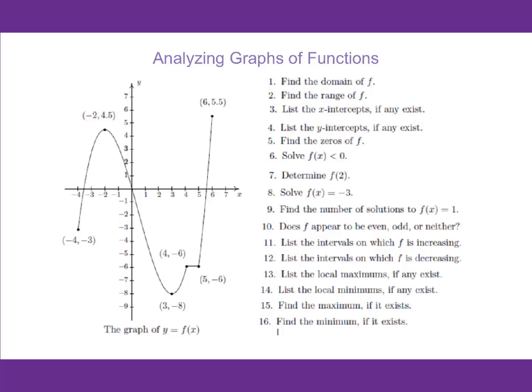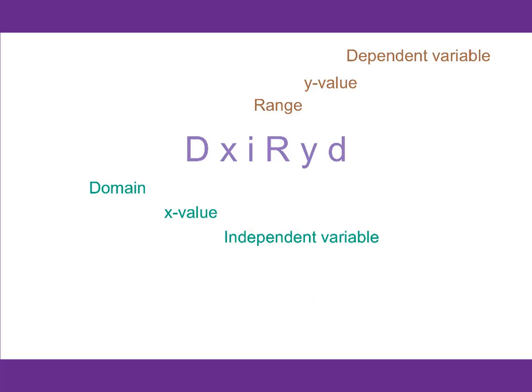Let's talk about the domain and the range of a graph. How to remember domain and range? I use the alphabetical order, D before R, x before y, to remember. Domain means x value, which means independent variable. We use different terms, but they mean exactly the same thing. For range, we can see that's the y value, or dependent variable. When you talk about dependent variable, it means range, which means y value.